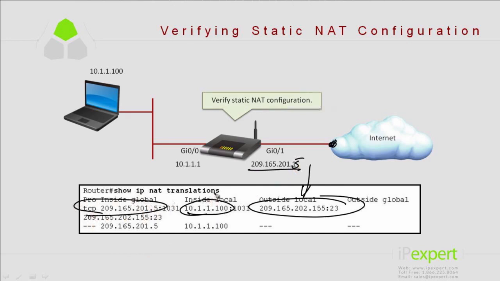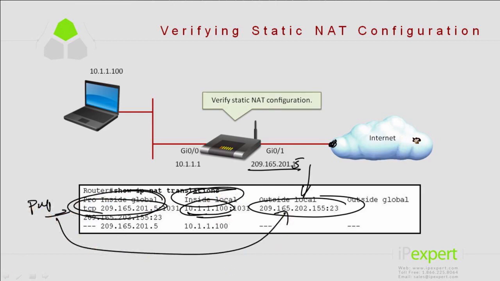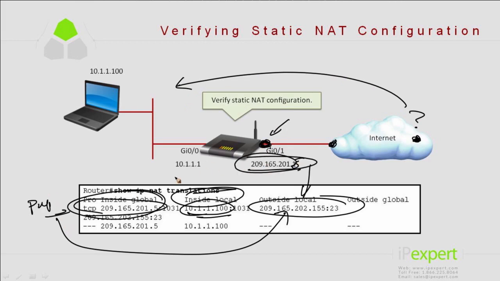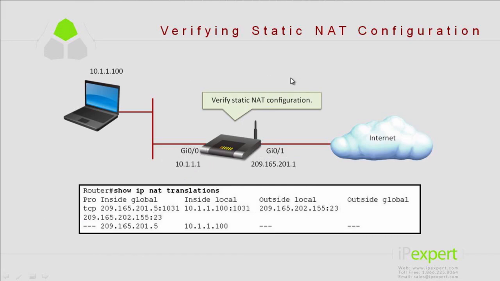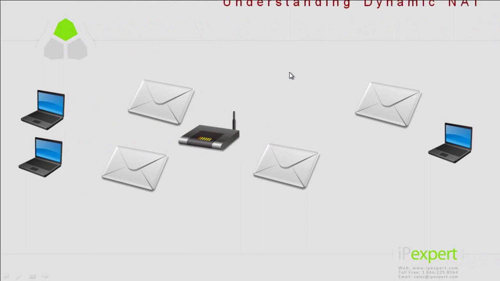So what we've done is we've replaced the inside local address, which was private, with our inside global address, which is public. And now we can send it to this device, wherever it is in our infrastructure, and it now has the capability of getting back to this IP address. The moment it arrives on this IP address, we're going to consult the NAT table, and we're going to say, oh, I'm going to change it back, and I'm going to replace 209.165.201.5 with 10.1.1.100.